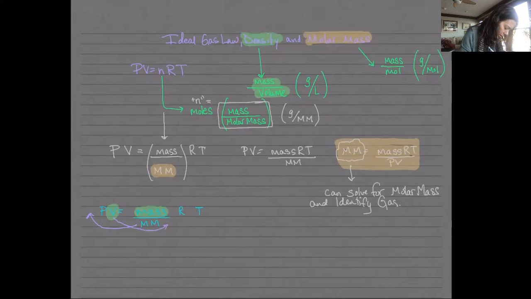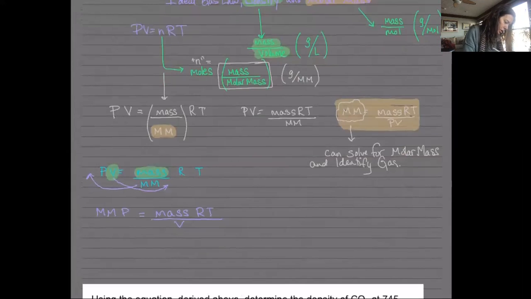And what I end up with then is molar mass times the pressure equals the mass RT over V, okay? Now look at this. Mass over volume is what? Density, right? This is density equals density. So we can rewrite this. So molar mass times the pressure equals the density RT.